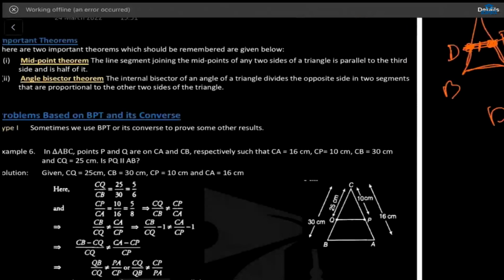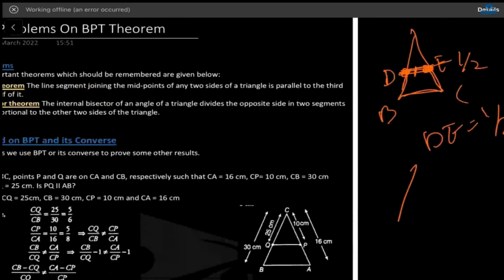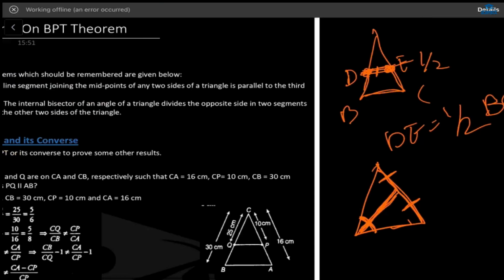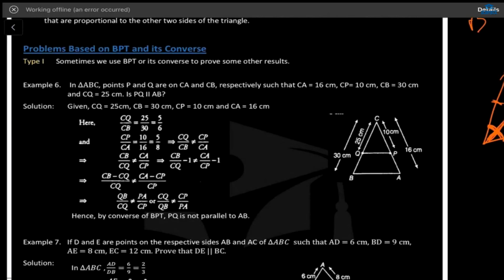And the angle bisector theorem: the internal bisector of an angle of a triangle divides the opposite side into segments that are proportional to the other two sides of the triangle. See, if this is a triangle and this line is bisecting this angle, it is the internal bisector. This angle bisector divides the opposite side into two segments, one is this segment and another is this segment, that are proportional to the other two sides of the triangle. Understood? In proportion.